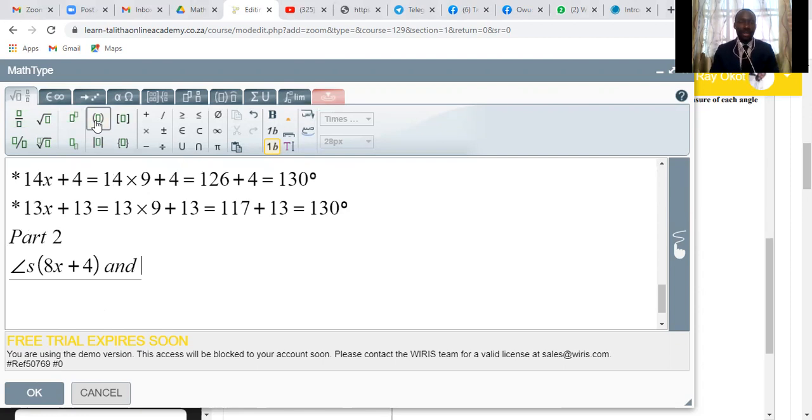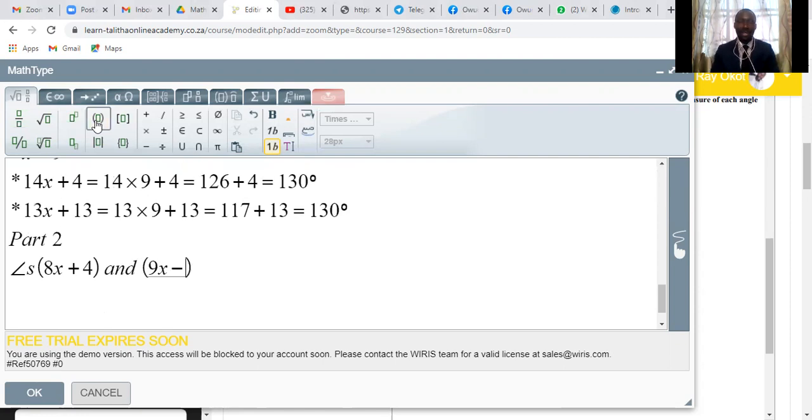The next angle, which is 9x minus 3, we say these two angles are what? Alternate exterior. Yes, these two angles are alternate exterior angles. Now, because they are alternate exterior angles, we can equate them.